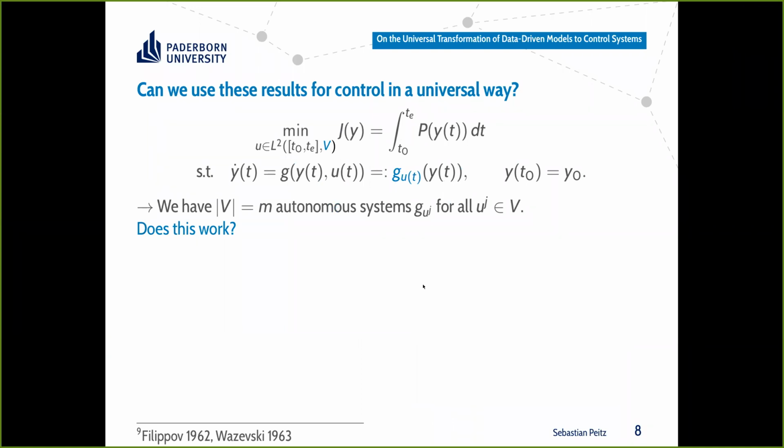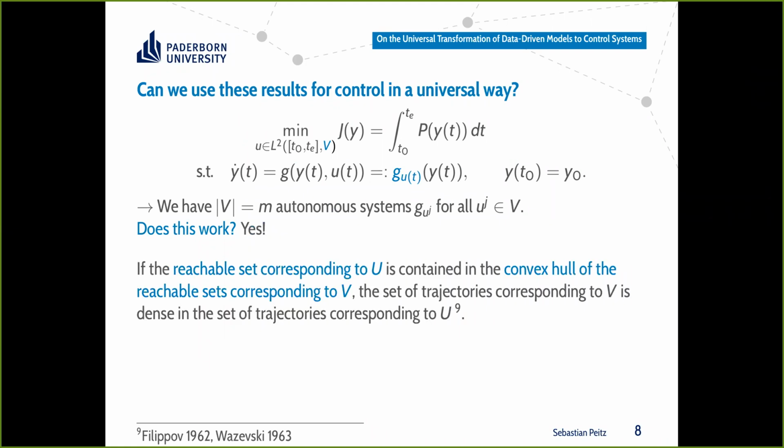And the question that we need to ask ourselves first now is, does this work or doesn't it work? Because I have changed the possibilities to pick my inputs, is this working, yes or no? And the answer is yes. It's been known since the 60s by Filippov and Wazewski. And it says that if the reachable set corresponding to U is contained in the convex hull of the reachable sets corresponding to the entries in V, then the set of trajectories corresponding to V is dense in the set of trajectories corresponding to U.